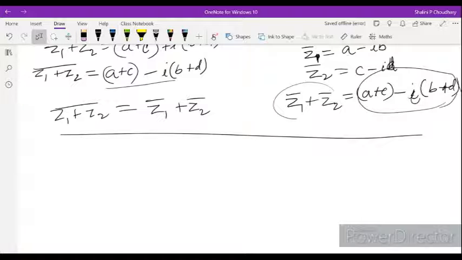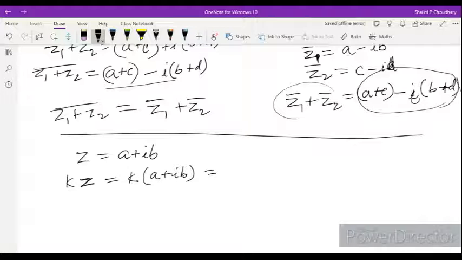One more thing is there. If z is a plus ib, we are just seeing the scalar multiplication of a complex number. Scalar multiplication will be the same as with real numbers. So k is a scalar number and we are multiplying the complex number z with k. So what we'll get? Multiplying k with a plus ib, we'll get k into a plus i into kb. Simple multiplication.